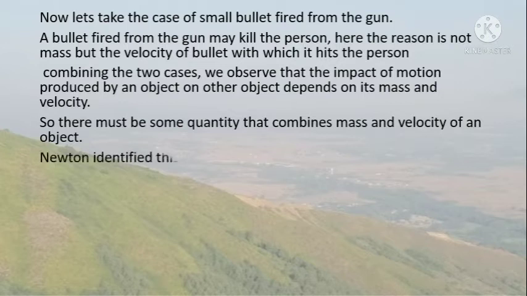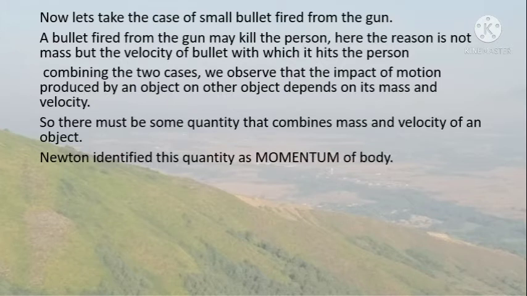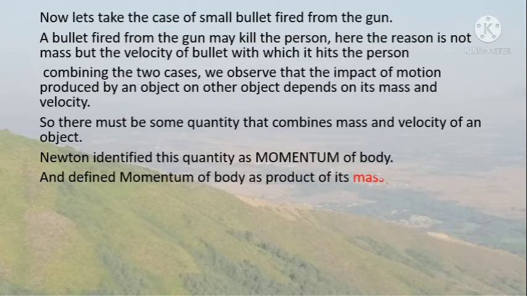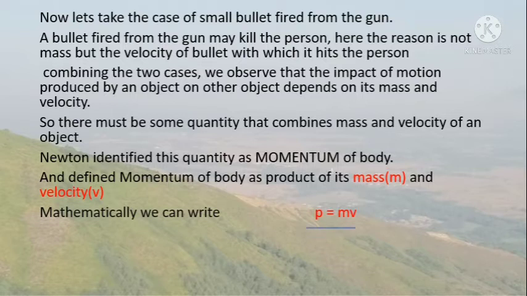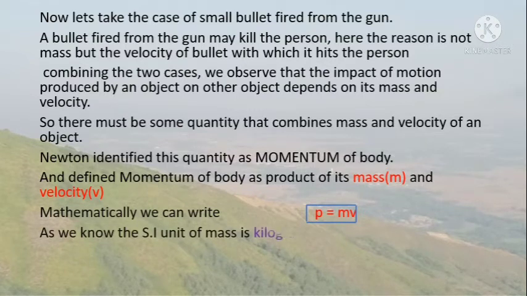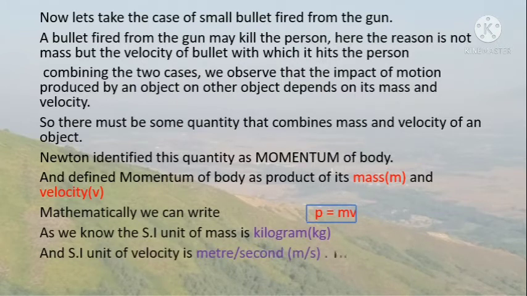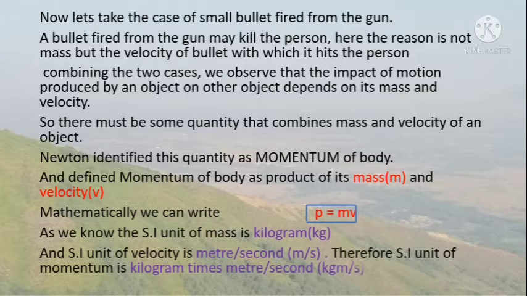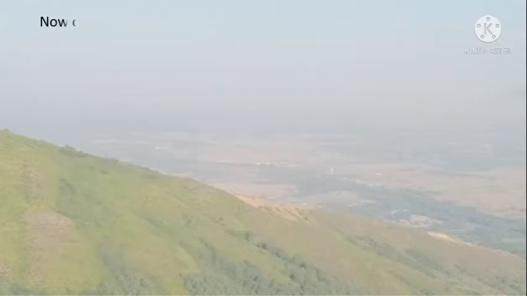Newton identified this quantity as momentum and defined the momentum of a body as a product of mass and velocity. Mathematically, we can write this. As we know, the SI unit of mass is kilogram and the SI unit of velocity is meter per second. Therefore, the SI unit of momentum is kilogram times meter per second. So, momentum is the product of mass and velocity.